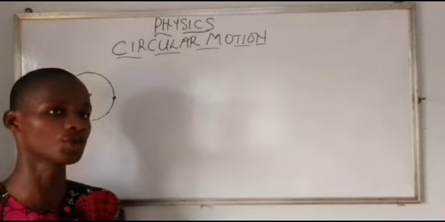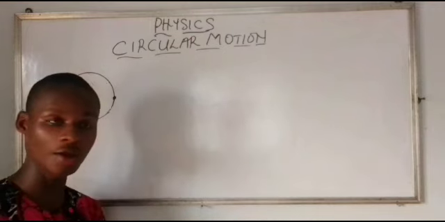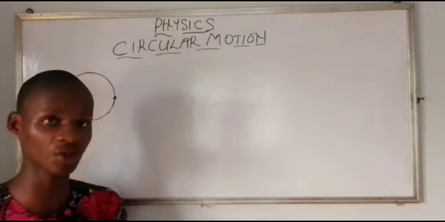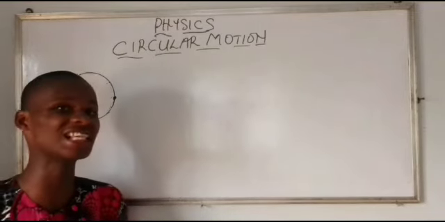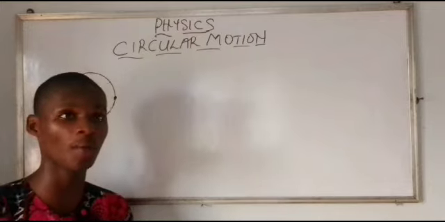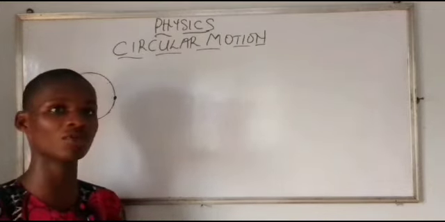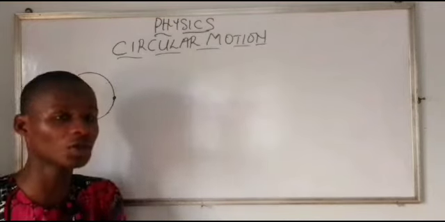A motion is said to be uniform when the speed is constant, but is said to be non-uniform when the rate of change of speed is not constant. So anytime you hear a uniform circular motion, it is not uniform in respect to velocity, but rather it is uniform in respect to speed. So when we talk about a uniform circular motion, speed is the one that is constant, not the velocity.